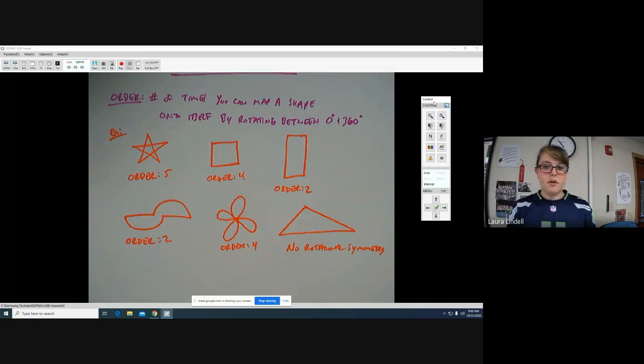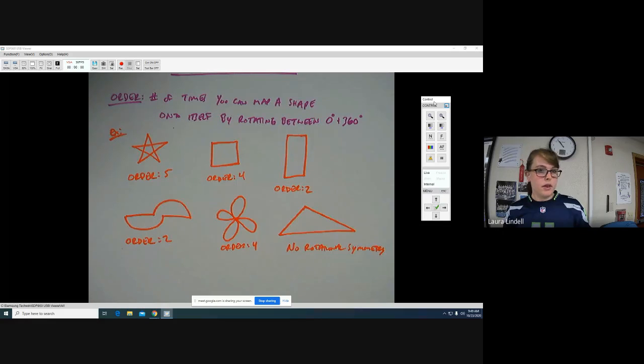Okay. So order is one of the things. Yeah, it would be kind of like having an order of 1, which everything has an order of rotational symmetry of at least 1. Because anything, if you turn it 360 degrees, it's going to land on top of itself again. So an order of 1 is also considered no rotational symmetry. So yeah, that's the right idea, Owen.